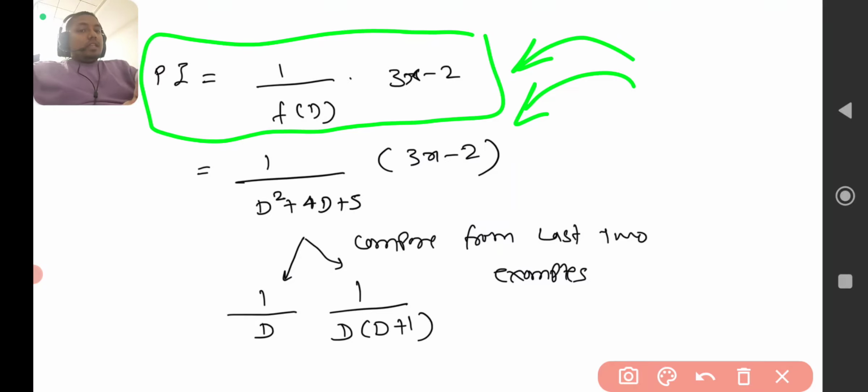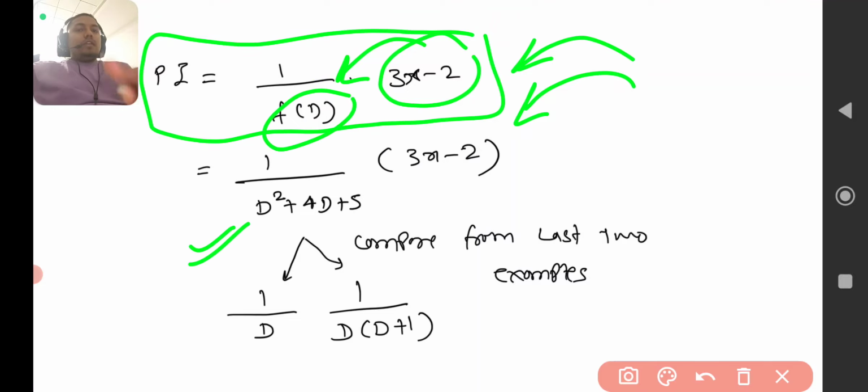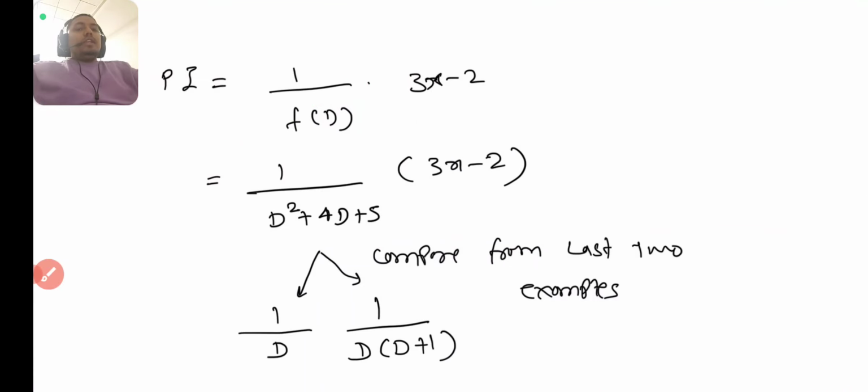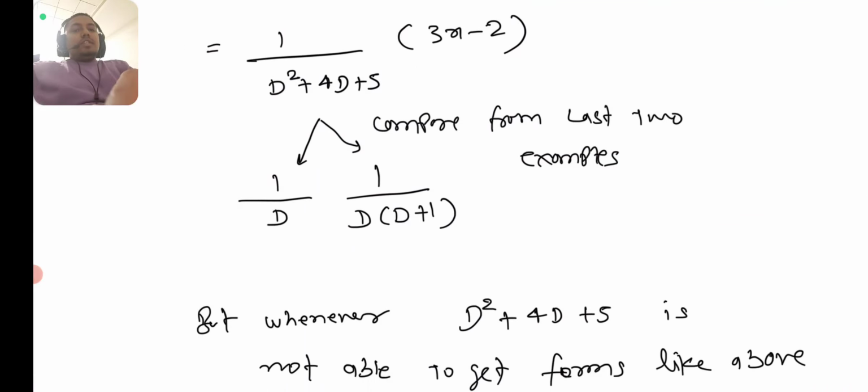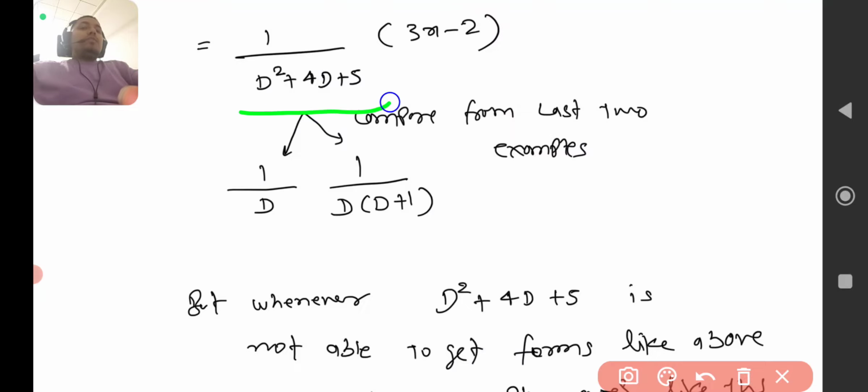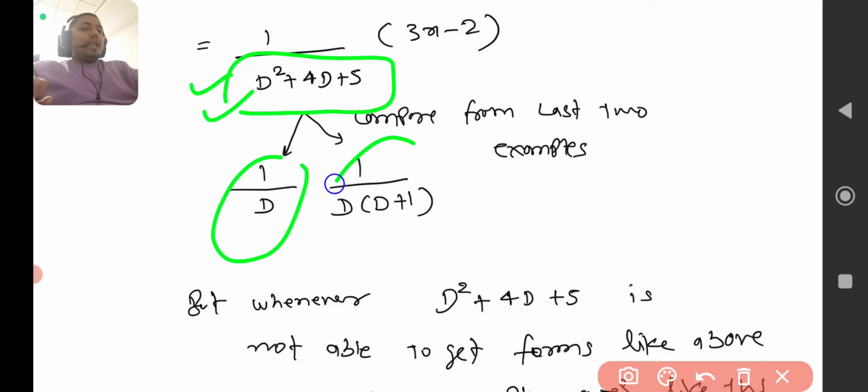You can directly jump to the operator, this is your right side. So before that you applied the operator 1 by FD. What is this FD? D square plus 4D plus 5. In lecture 28, we did not get a situation where D square plus 4D plus 5 was remaining as it is. Somehow this was being cancelled and it was coming as 1 by D in one example, and 1 by D plus D in another example. So that question was easier there. But here, with D square plus 4D plus 5, we are not able to do anything.